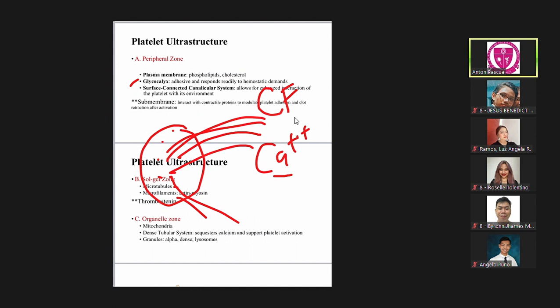O kunyari, itong si calcium, inabsorb ng platelet yung calcium. Tapos, nakakita si platelet ng injury. Gagawin ng platelet is, it will release that calcium and let your calcium do its job. Kasi one of the job of our calcium is form a clot. Kaya matututunan niyo yan sa mga susunod nating meeting. Did you get the point? That your platelets have the ability to absorb substances that can help you form a clot.